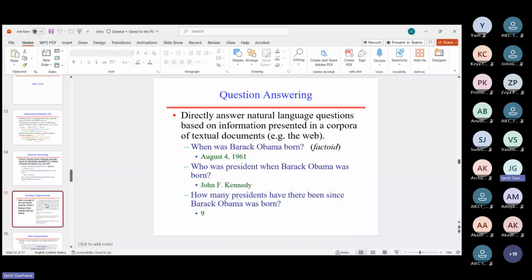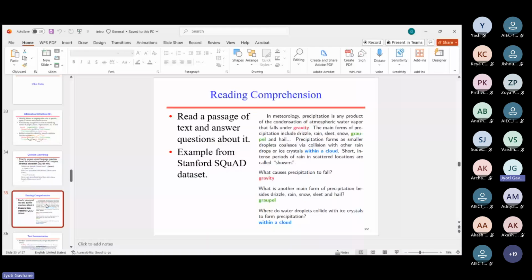I am not going through this. Read a passage of text and answer questions about it. This you have to do. Just go through the paragraph. The example is from the Stanford SQuAD dataset, meaning the paragraph has been taken from that dataset. That's why it has been acknowledged. Read it. Try to understand the expected meaning out of this paragraph.